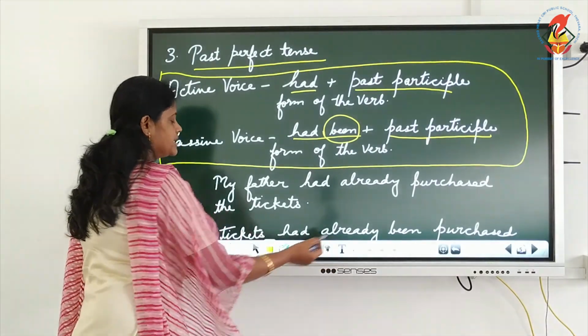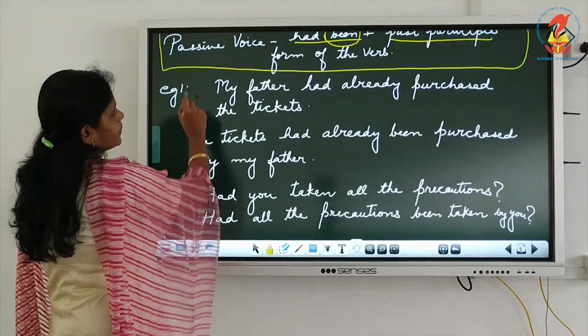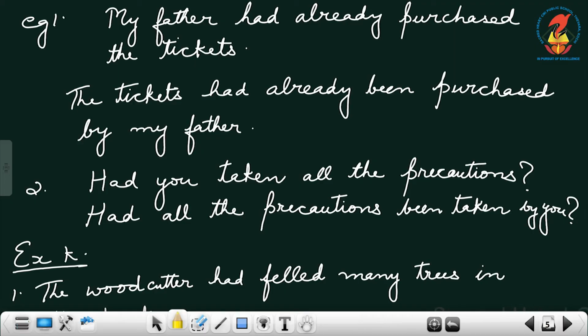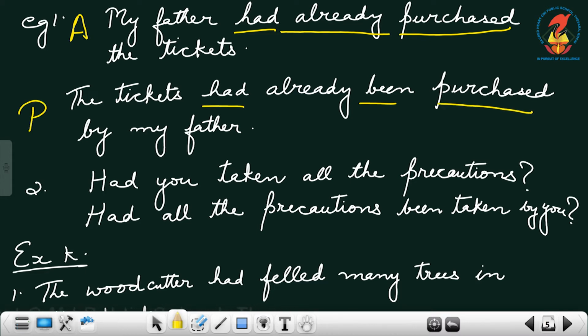Now a few examples. The first one, my father had already purchased the tickets. So my father had purchased, this is the past perfect form, isn't it? I have added one more word here, already purchased. So this is the active form. When you write it into passive form, the tickets had been purchased. Because you have used the word already, you will say the tickets had already been purchased by my father. You can see the extra word been is added here.